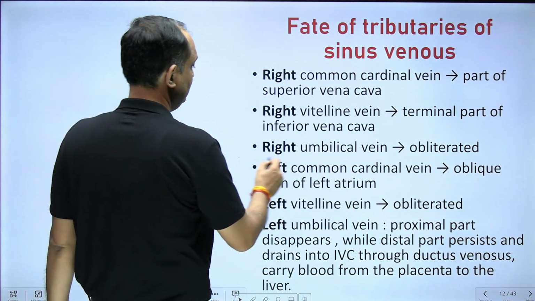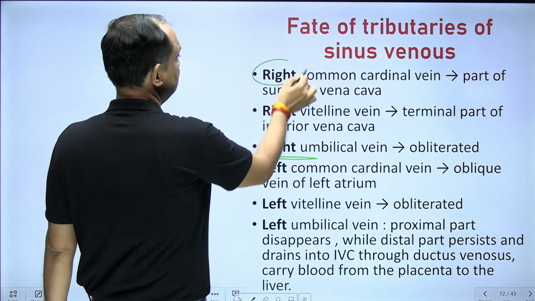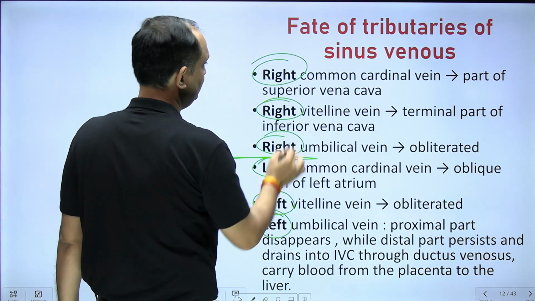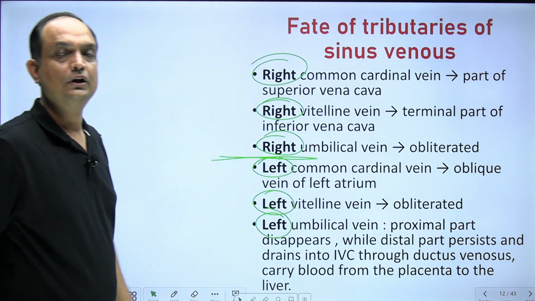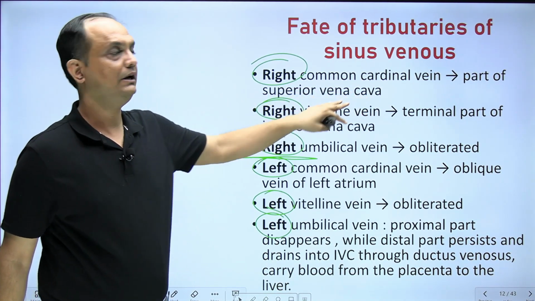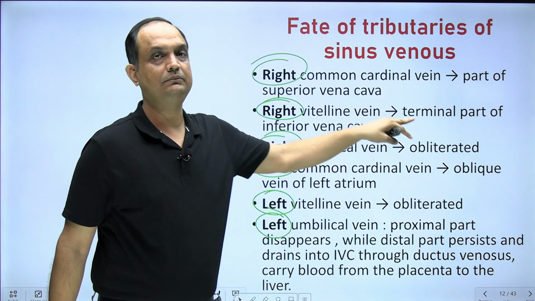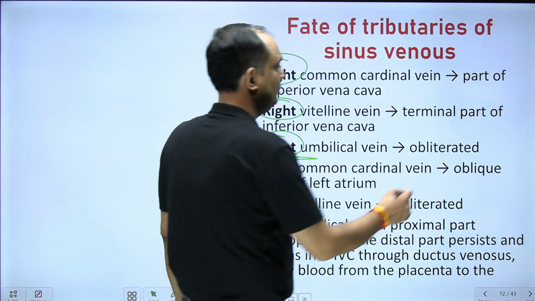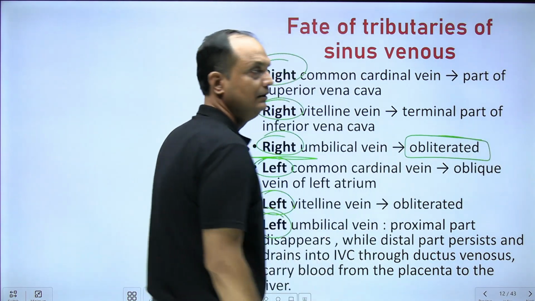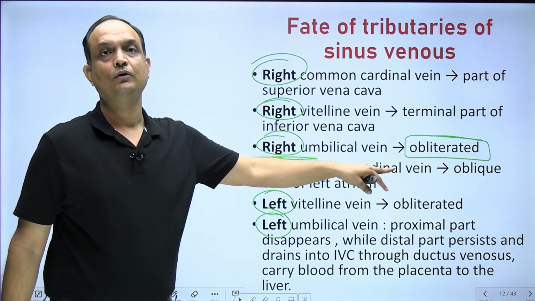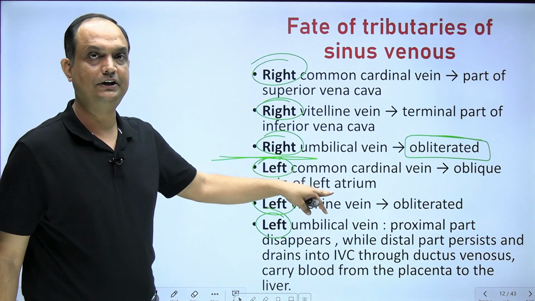So when we are talking about the tributaries, there are 3 right and 3 left. So what is the future of right common cardinal vein? The right common cardinal vein becomes the terminal part of superior vena cava, while the right vitelline vein becomes the terminal part of inferior vena cava, and right umbilical vein obliterates. Clear? When we talk about the left common cardinal vein, it forms the oblique vein of the left atrium.